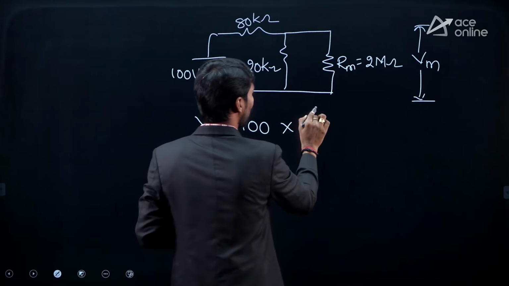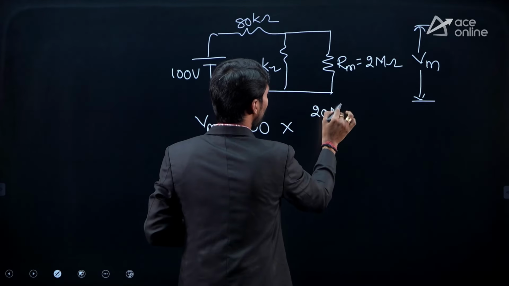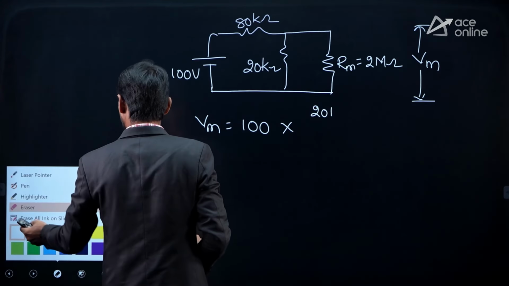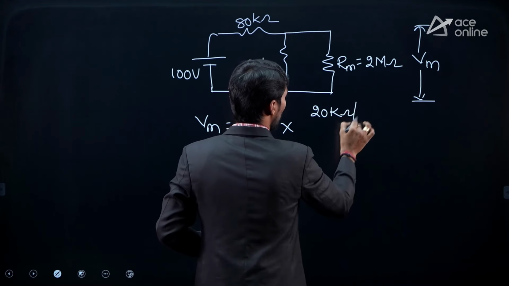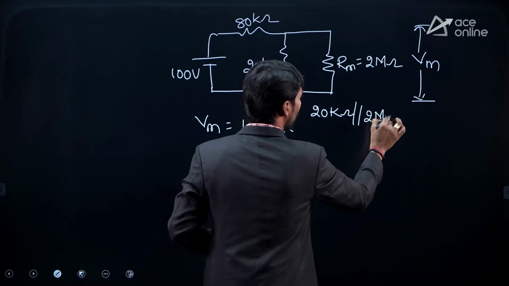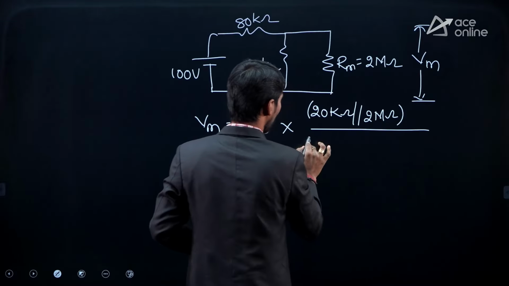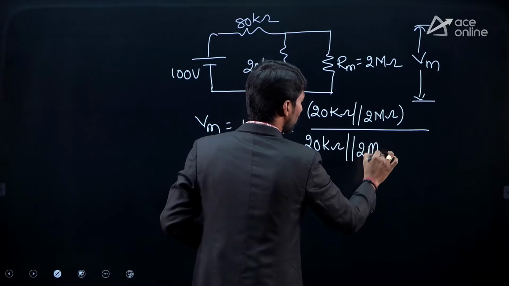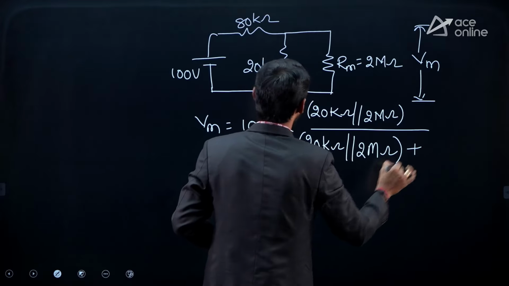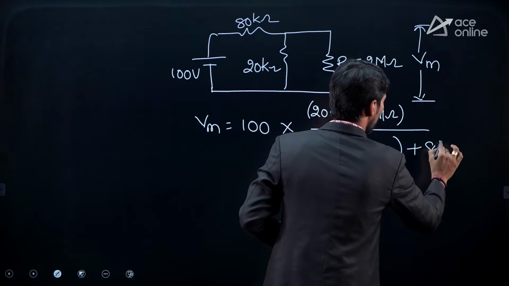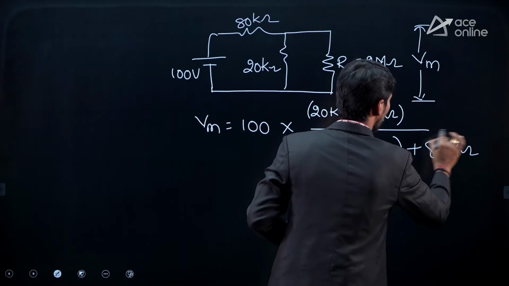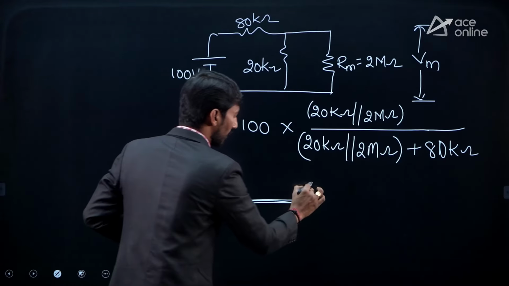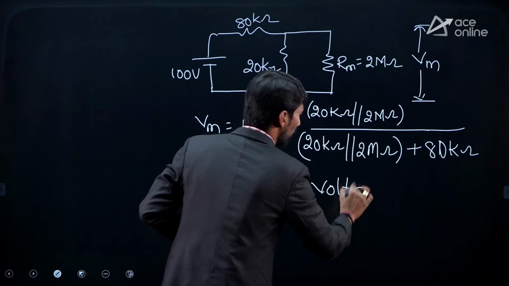So what we can write now: 20 kilo ohm parallel with 2 mega ohm, divided by 20 kilo ohm parallel with 2 mega ohm plus 80 kilo ohm. Right? If you simplify this, you are going to get the corresponding measured value of voltage.